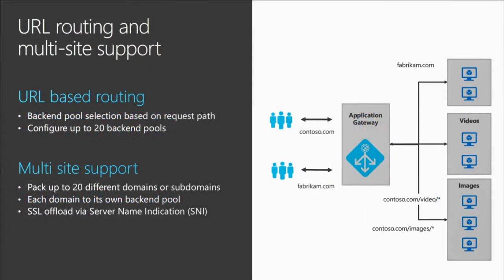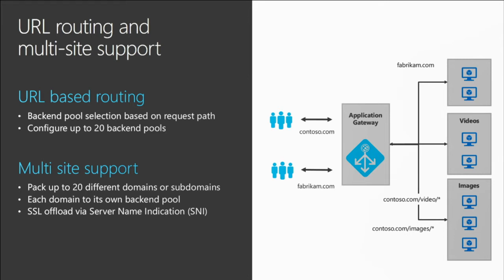Going forward, we support URL routing and multi-site support. So you can have completely independent backend pools which are routed based on their URL path. So you can have /videos goes to one backend pool and /images goes to a completely different backend pool. And you can have a default backend pool if there is no URL path match. The request goes to that particular backend pool.